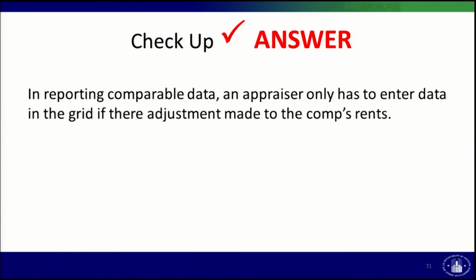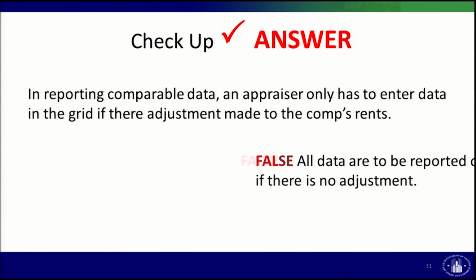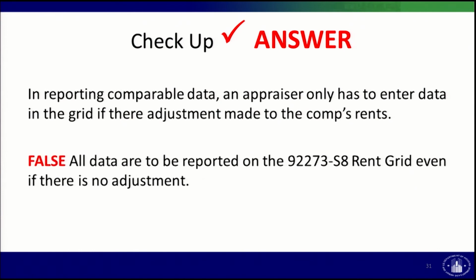Answer: in reporting comparable data, an appraiser only has to enter data in the rent grid if there's an adjustment made to the comp's rents. The answer is false. All data are to be reported on the 92273 Section 8 rent grid, even if there's no adjustment. Now, after reporting the data collected, let's take a look at how you should compute the adjusted rent.